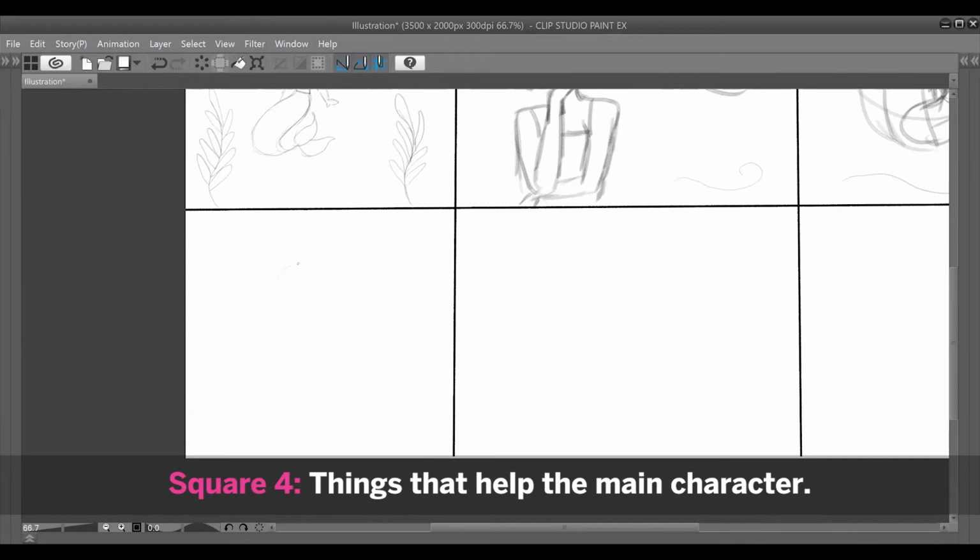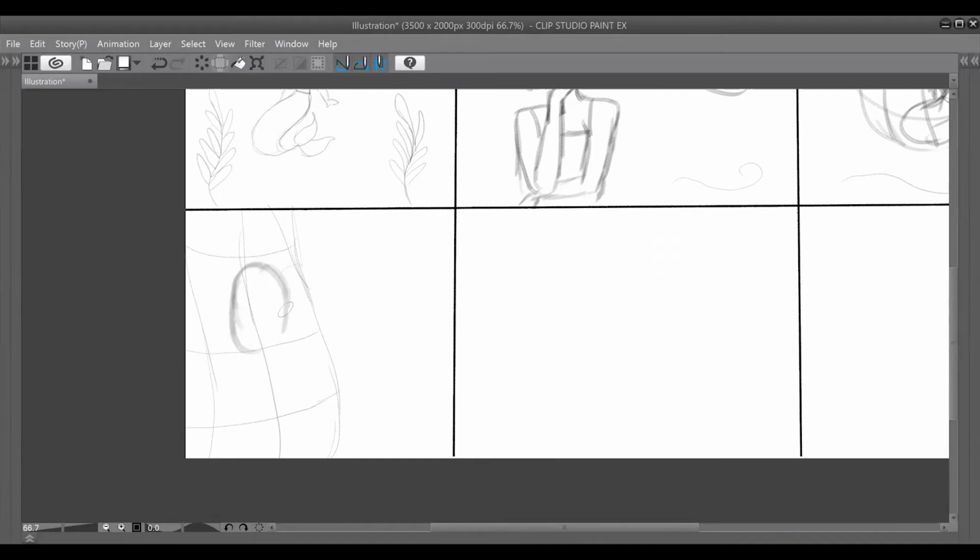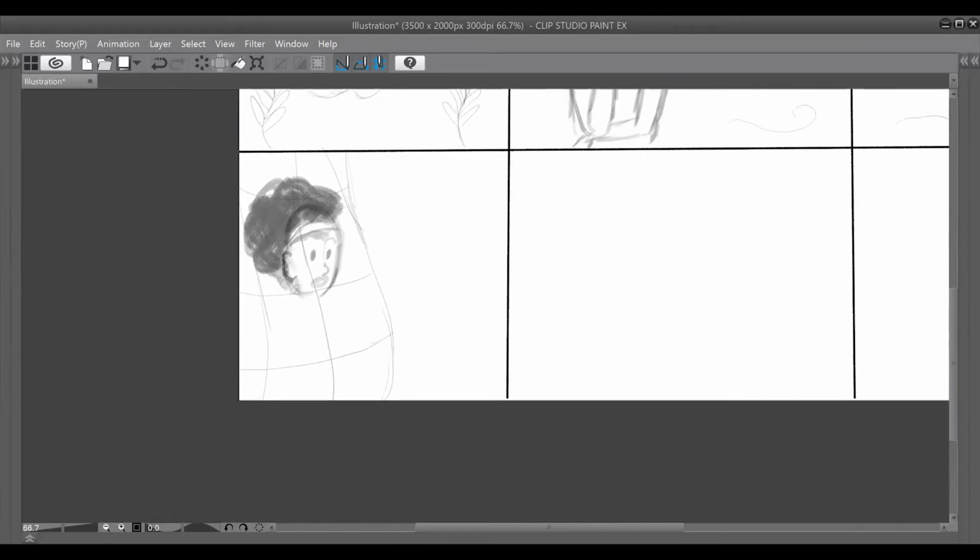Square four, things that help the main character. We now have our conflict established, and we need to figure out how to overcome it. This is the rising action that is building up to the climax of the story. Now, the rising action is usually a series of events that lead up to the climax of the story, but since we are doing a six-part story, it's going to be super short. I just decided to have the mermaid meet a piranha friend who is willing to help her get out of the net.